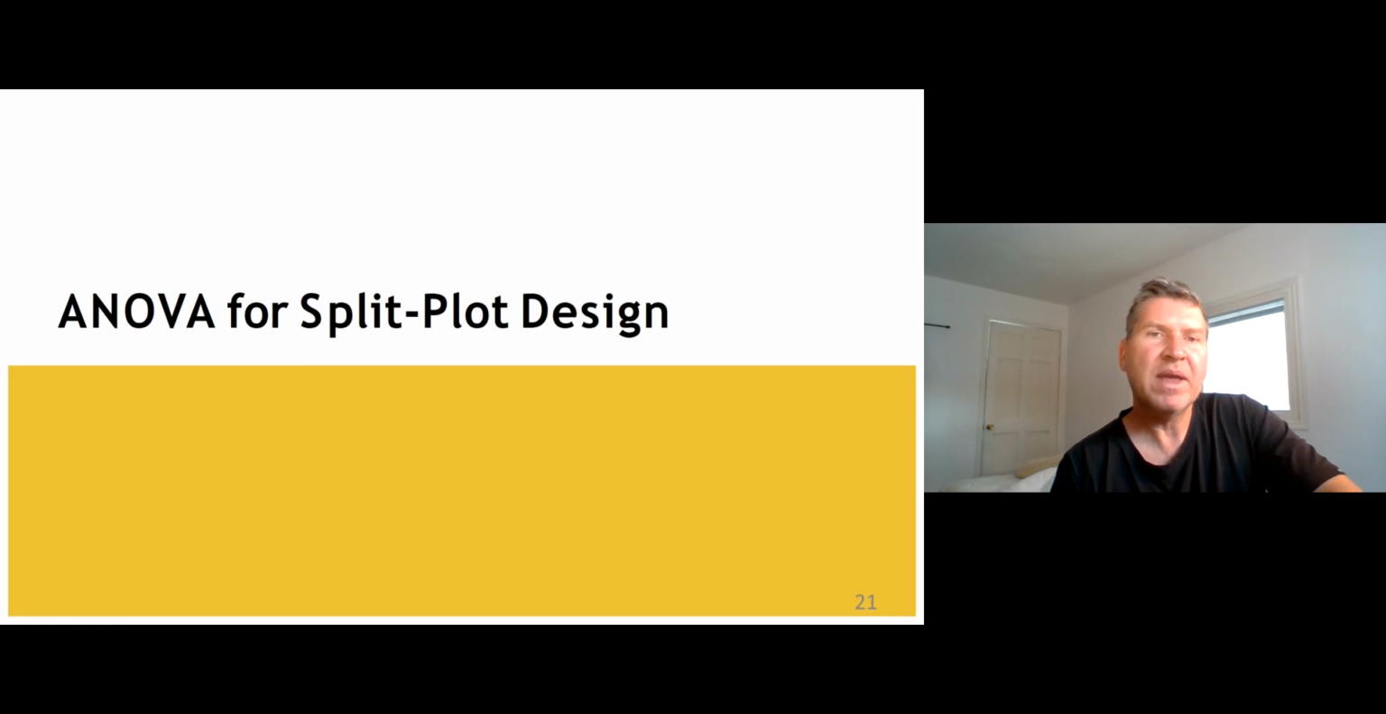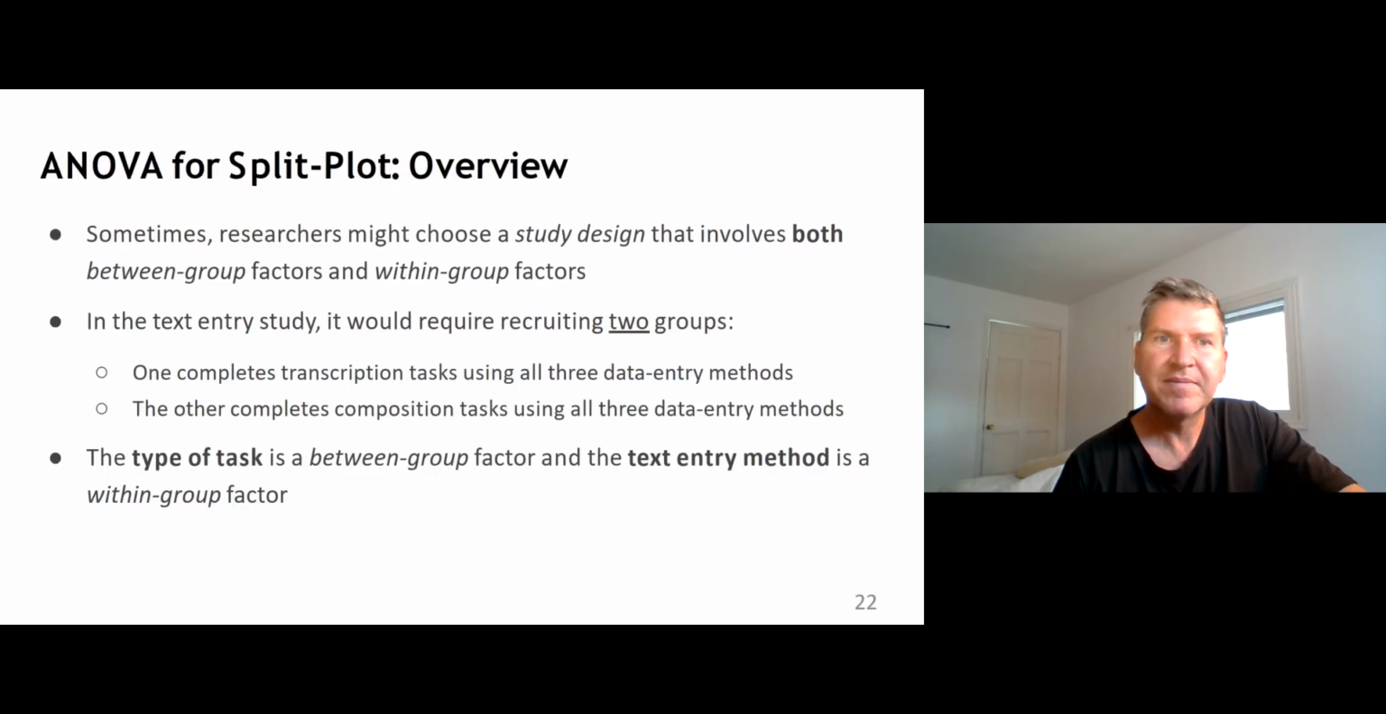So what do we do when we have a split plot design? Remember, that's where we have both between group and also within group components. So we want to study a design that includes both. One group is going to do the transcription task using all three methods, and the other is going to do the composition task using all three methods. So you can see here, we've got the between and within because they're not doing all six. They're just doing one type of task, but they're using all three different methods or software tools. The type of task is a between group factor, and the entry method is a within group factor.